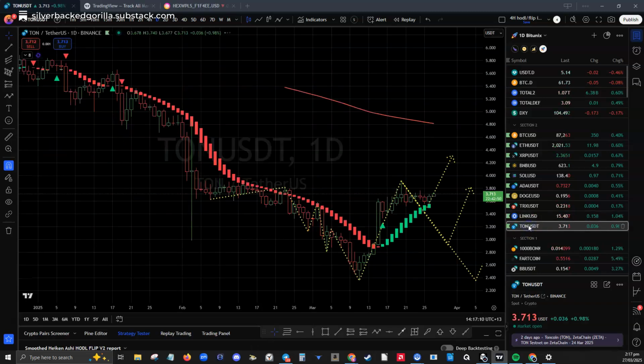Link is also long. TON is also long. Let me just get rid of these drawings. So yeah, that's where we're at.